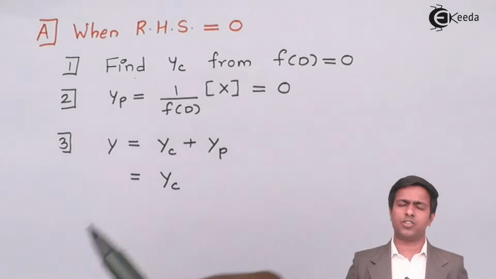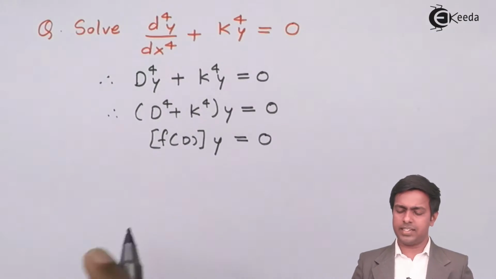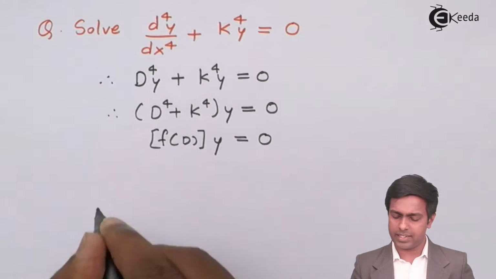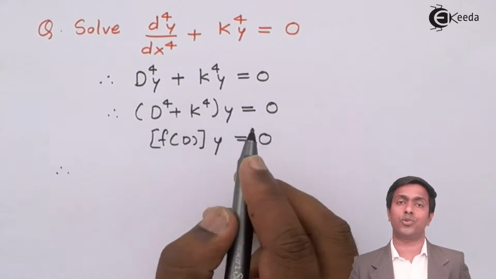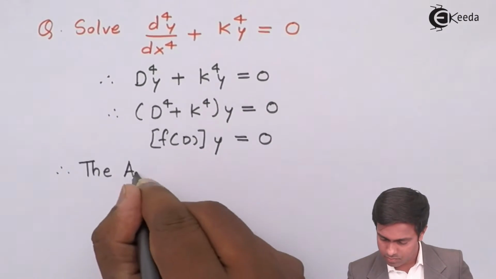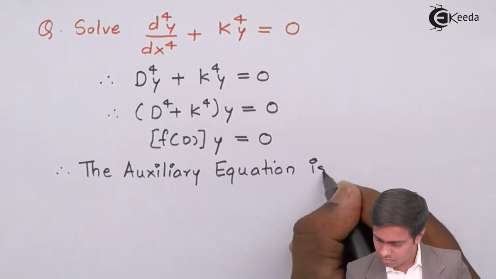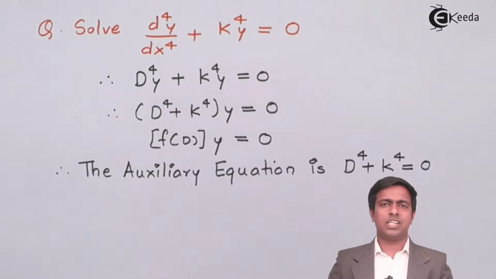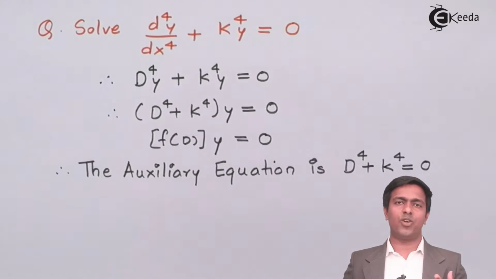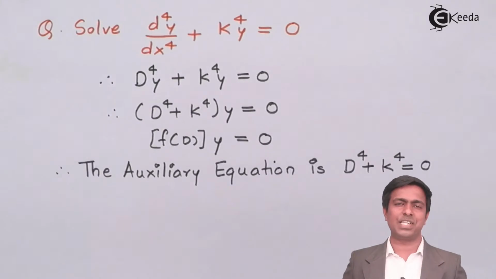So let's start and let's find out yc. So here f of D is D to the power 4 plus k to the power 4. So here I'll say therefore the auxiliary equation is D to the power 4 plus k to the power 4 is equal to 0. Now let's find out the roots. That means let's find out the value of D. Now guys, since this equation is of degree 4, there will be 4 roots of this equation. Now the question is, what are the different 4 roots?